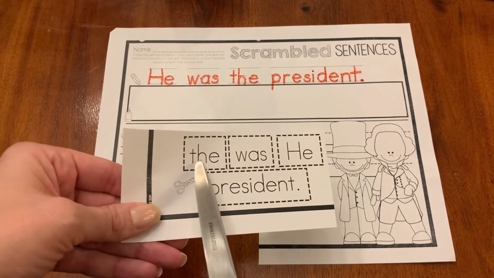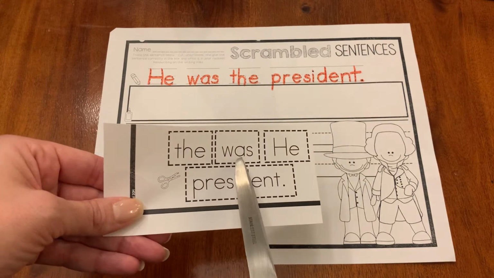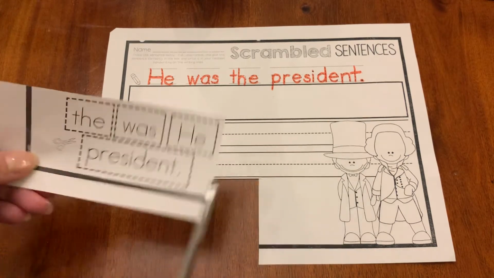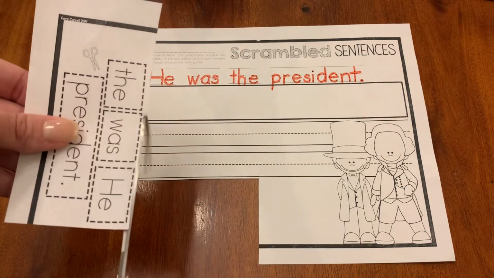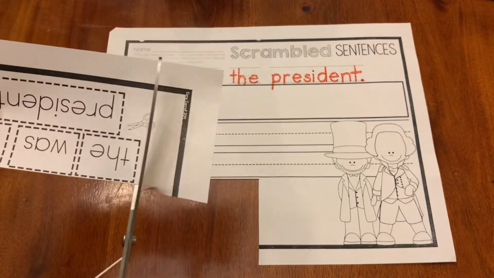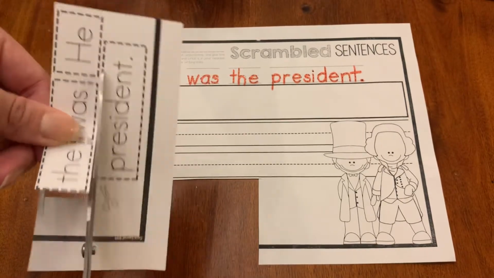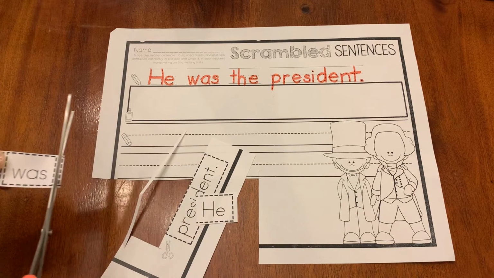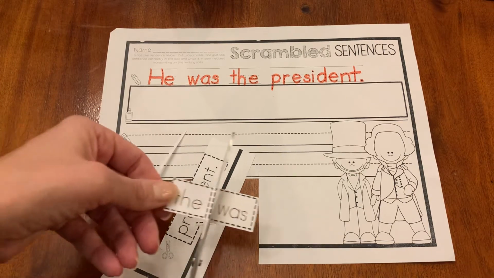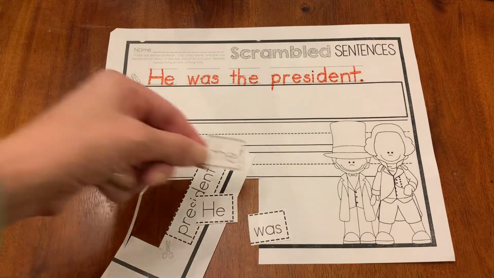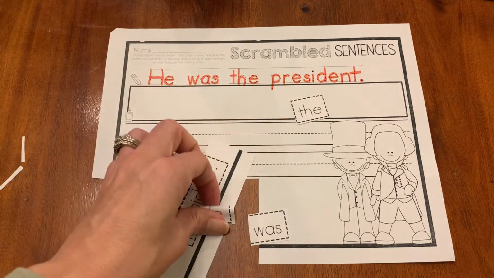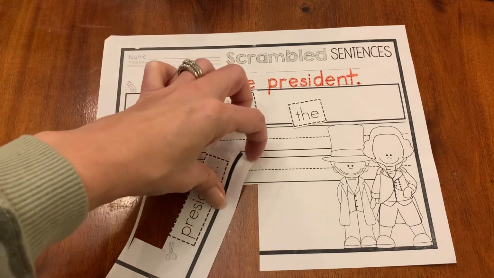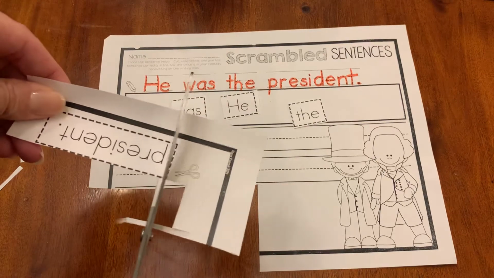Can you read them with me? The, was, he, president. Okay, so I'm going to cut each of my words out on the dotted lines. I'm going to cut on the dotted line so I don't have a bunch of extra space. Okay, so now I have the, he, was, and I need to cut president.